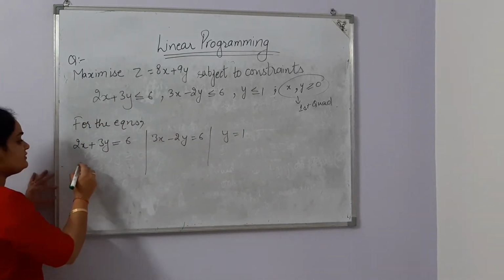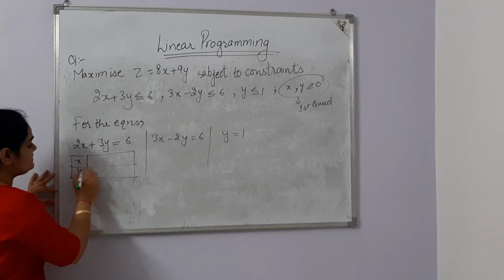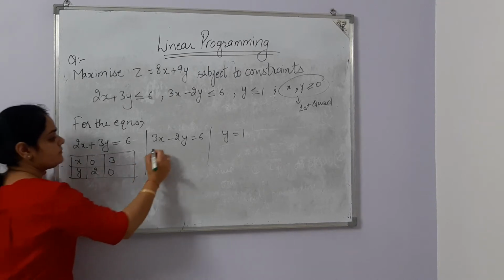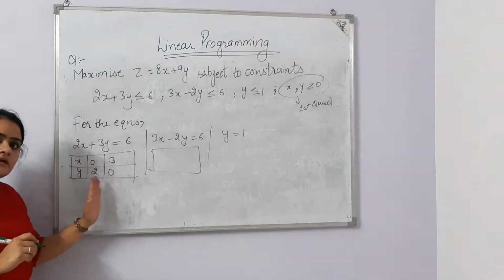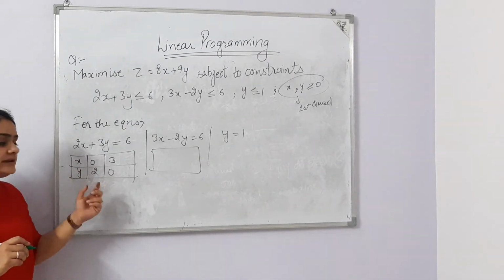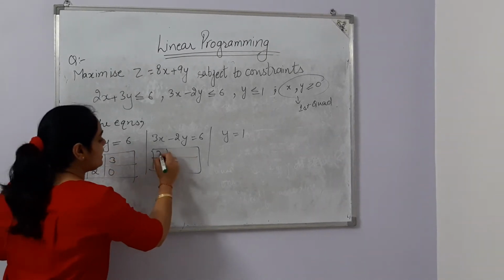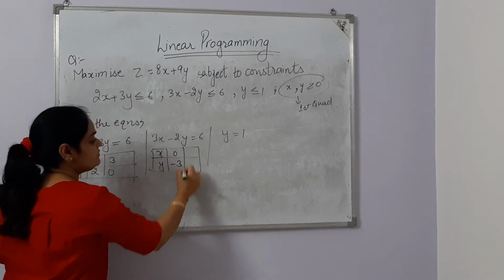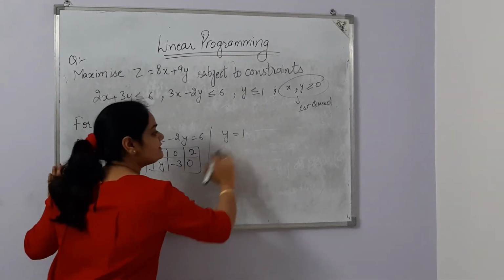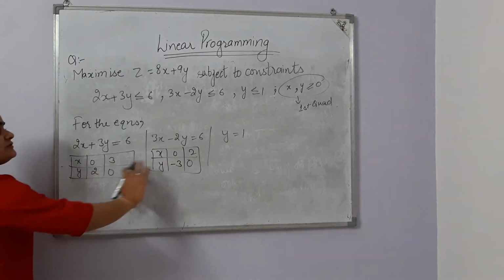Now we'll find the points on these lines. If x is 0, then y is 2; if y is 0, then x is 3. Make sure these points are different. We need a minimum of 2 points to form a line. You can calculate more than 2 points, but 2 points is the minimum requirement. Now for the second, if x is 0, then y is minus 3; if y is 0, then x is 2. And the third equation is y equals 1. Here there is no x, so we have only y equals 1. These are the three equations.